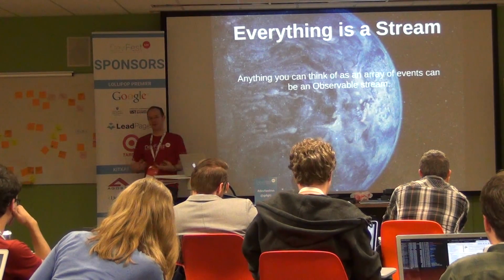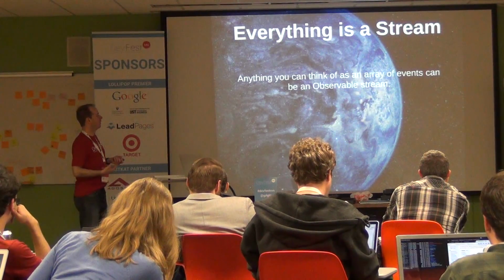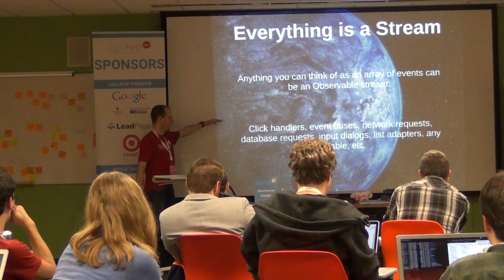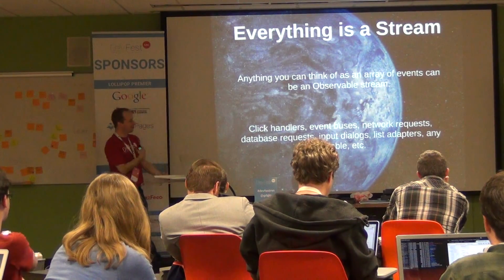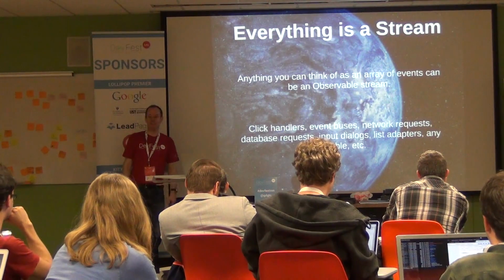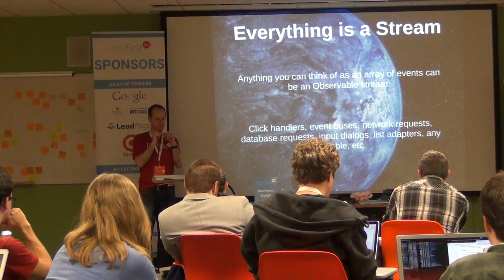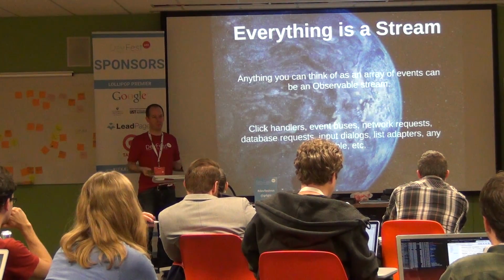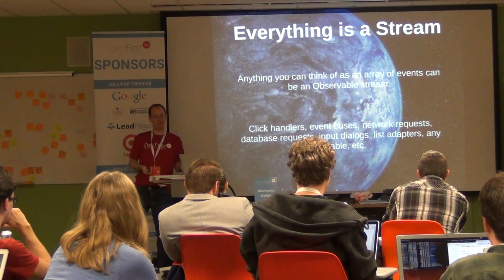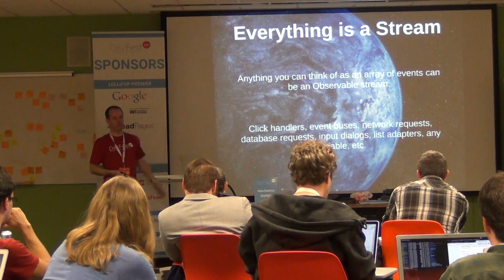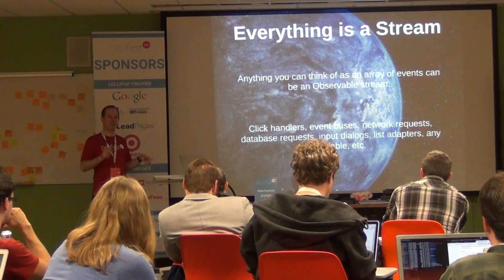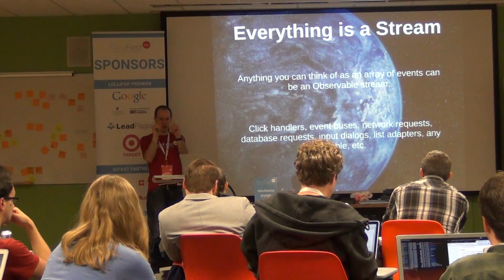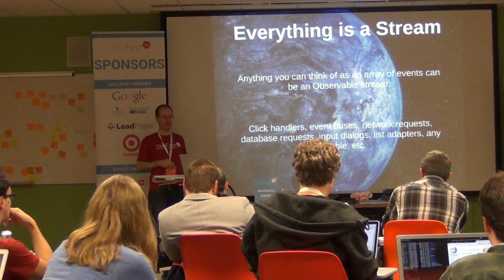So when you're working with reactive programming, everything is a stream. And what you can think of as being an array of events can be an observable. Click handlers, event buses, network requests, database requests, input dialogues, list adapters, any variable can be an observable. And in FRP, most FRP languages I'm aware of will actually treat all the variables as if they're observables, essentially. So literally anything in your program can be an observable. But it doesn't have to be. One of the great things is you can use it exactly where you need to use it in a narrow circumstance, and then have the rest of your program look like normal.